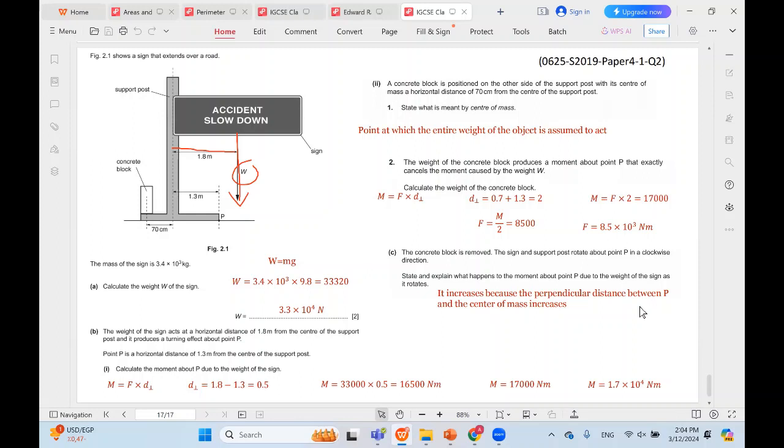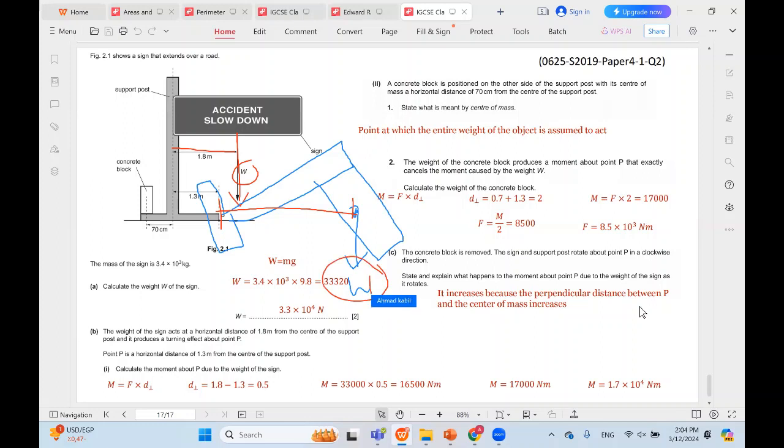So what happens as it starts moving in this direction here? So now that it starts tilting like this, and then we have this sign here as well, the weight still acts in this position here. So what happens then? Of course, the horizontal distance between the weight and the P increases dramatically. So therefore, the moment about P is going to increase as well, because the value of W is the same, but the distance has increased. So therefore, the moment increases as well.